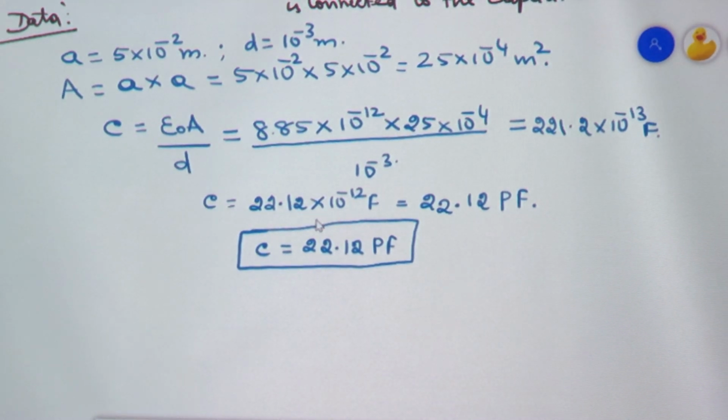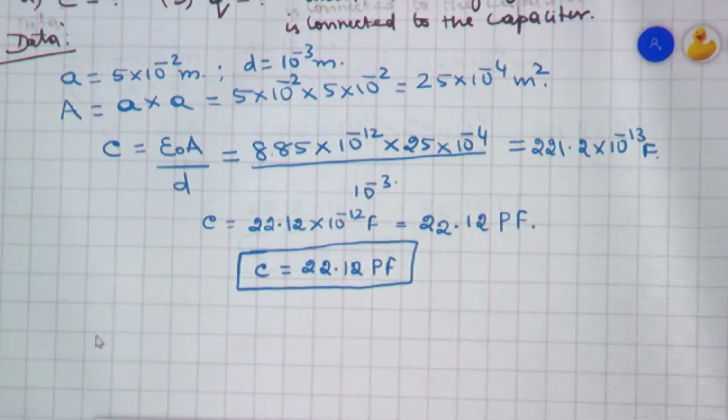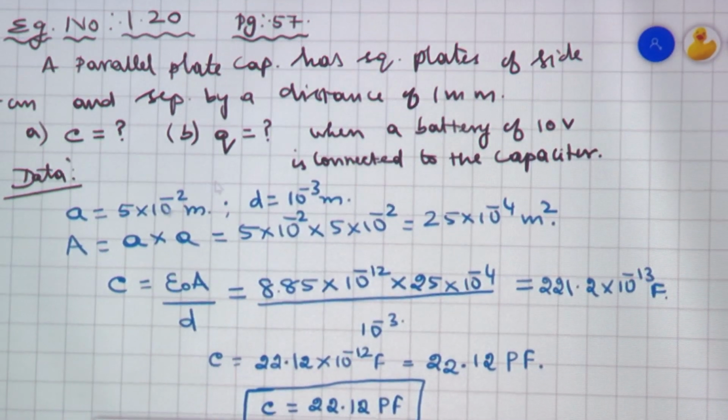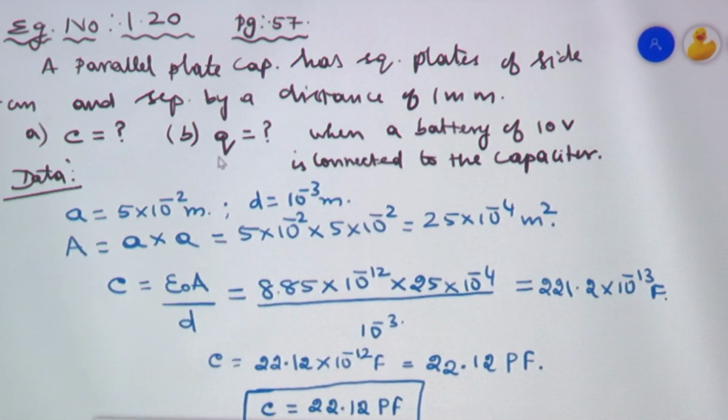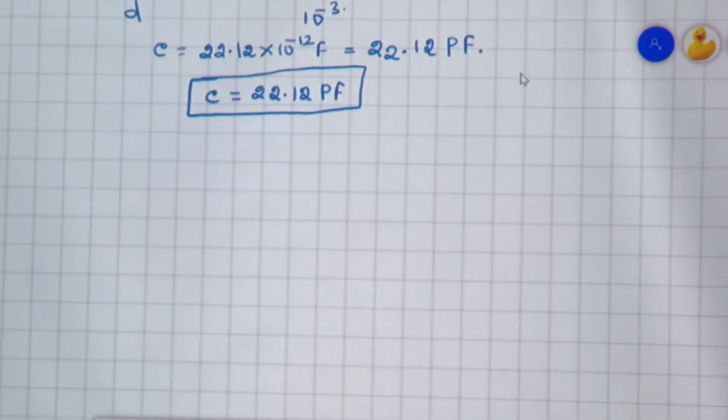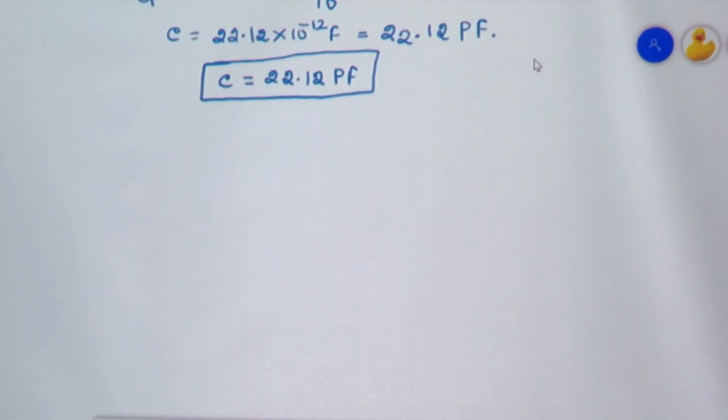What is the second one? You are asked to calculate the charge stored in one of the plates when a battery of 10 volt is connected to the capacitor. So let us go for the next one. What is option B? Option B is you are asked to calculate the charge stored. The potential connected is 10 volt.